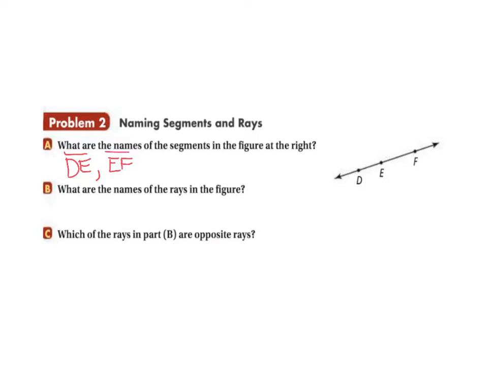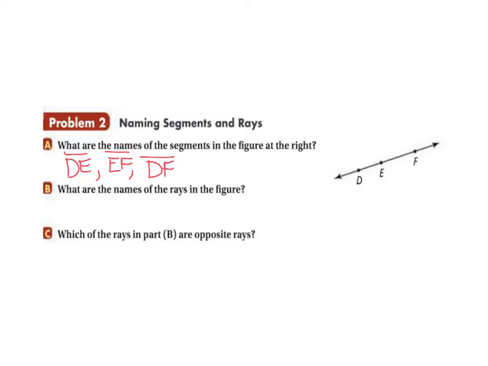And then I put a little segment over the top of that. But I could also ignore the E and write segment DF. That would be another. Those are the 3 segments that you could write from this picture. All right, what are the names of the rays in the figure?